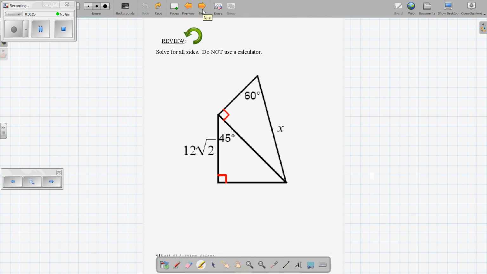So I'd like you to pause the video and do this problem. We're using no calculators. We're using special right triangles. Pause the video, do this on your own, then restart.